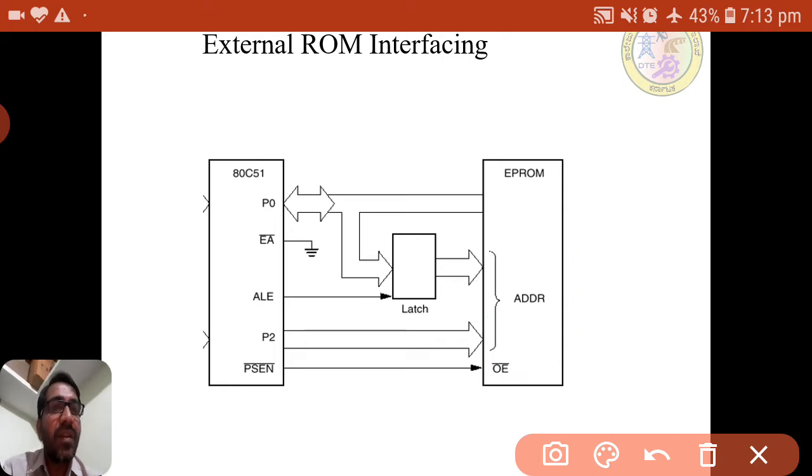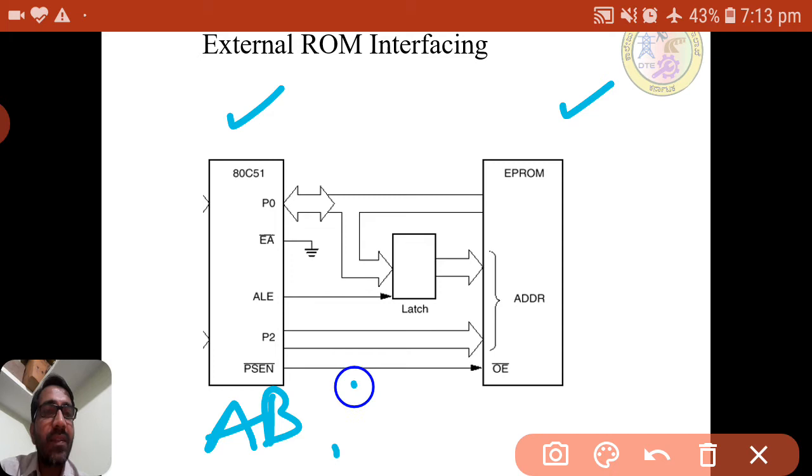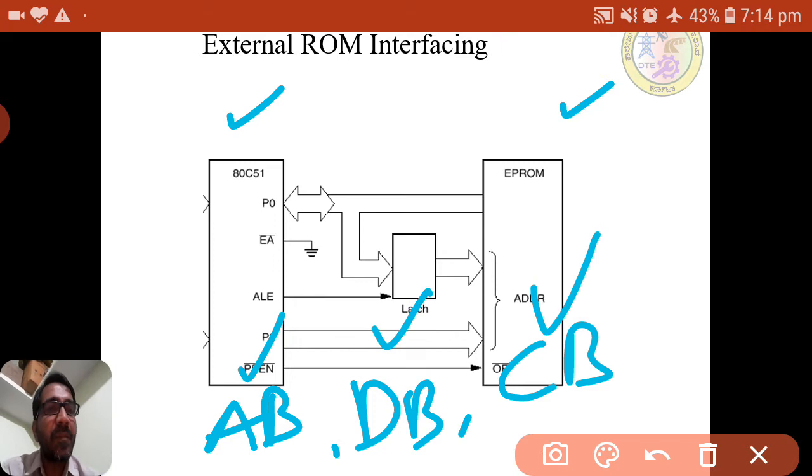Here this is the microcontroller and this is a ROM. What signals or interfaces are we using? Basically we will use three buses: the address bus, the data bus, and the control bus.